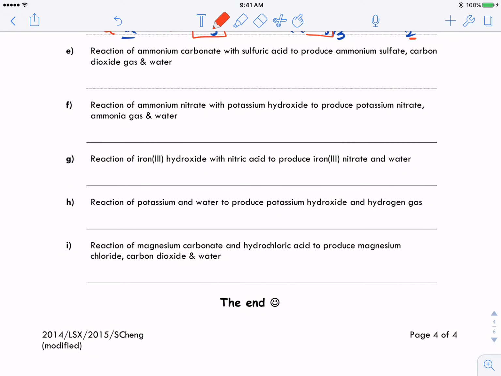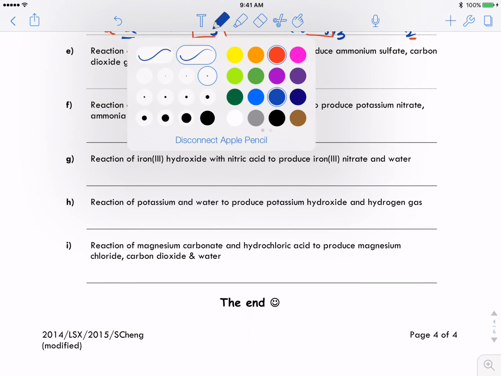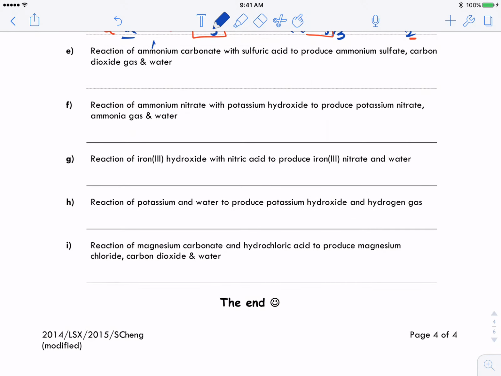Reaction of ammonium carbonate with sulfuric acid to produce ammonium sulfate, carbon dioxide gas, and water. So first, write down all the correct formulas. Ammonium, just a revision: NH4 plus, CO3 2 minus. So for every carbonate, I need 2 ammonium ions. Therefore, the formula is (NH4)2CO3.